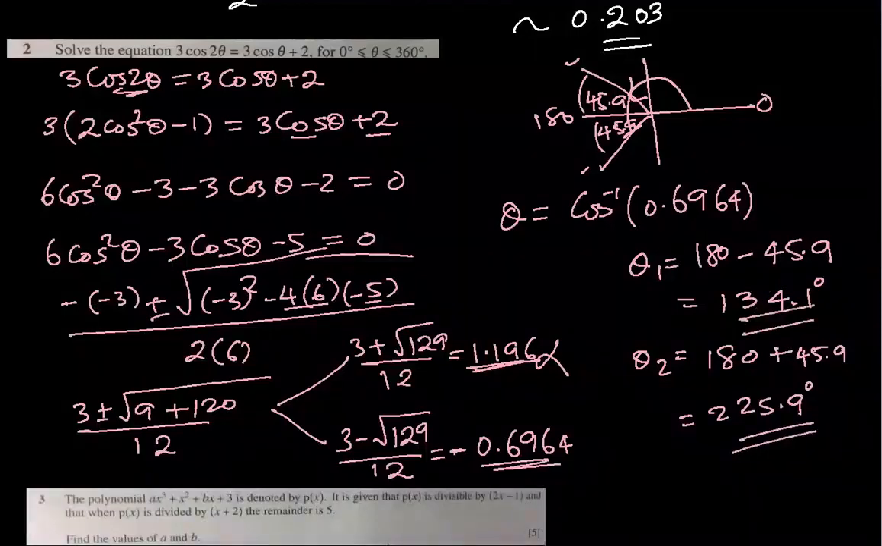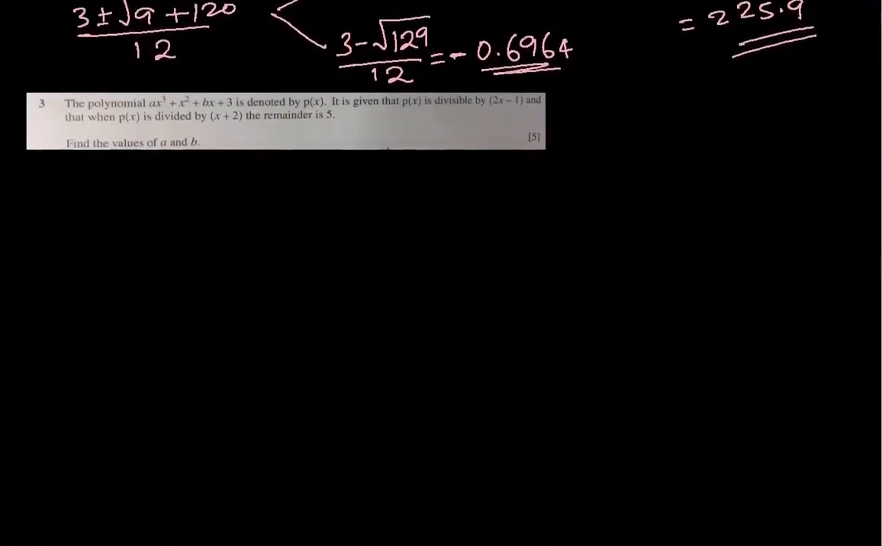We are ready with the next one also. The polynomial ax cube plus x square plus bx plus 3 is denoted by this. It is given that it is divisible by 2x minus 1. That means it's a perfect root, so 2x minus 1 is a factor. Make it equal to 0, it becomes a root. So 1 over 2 is the root.